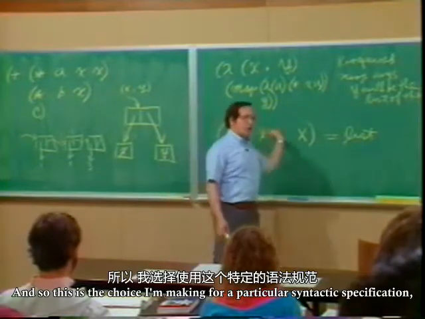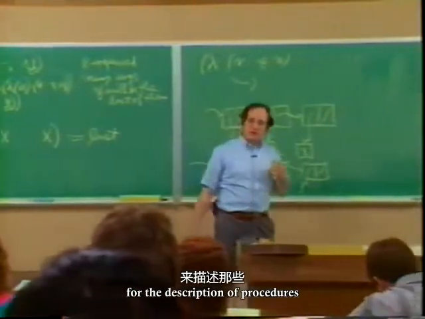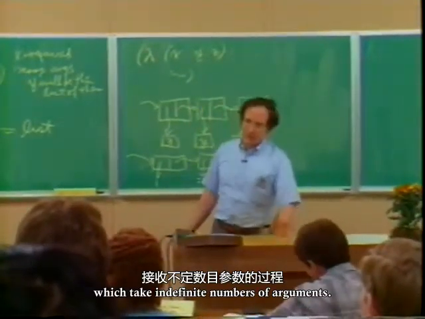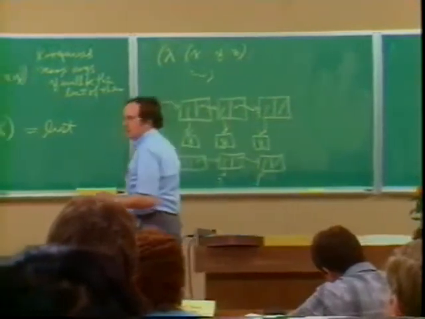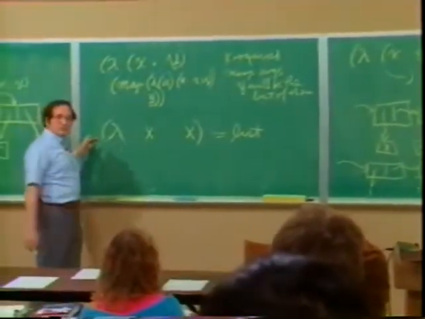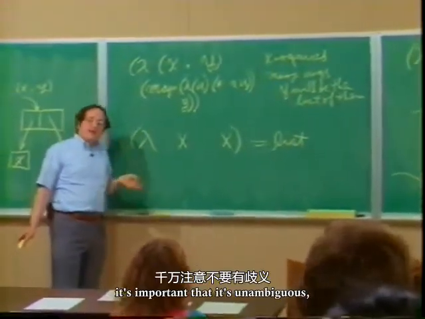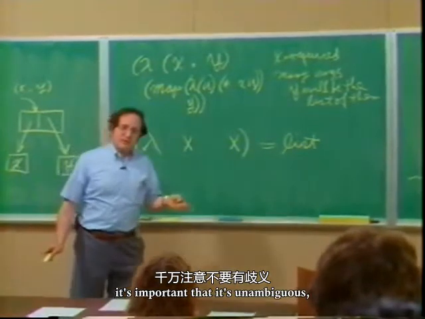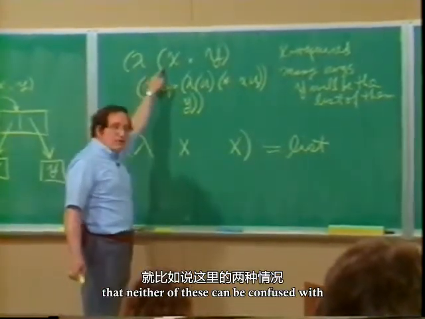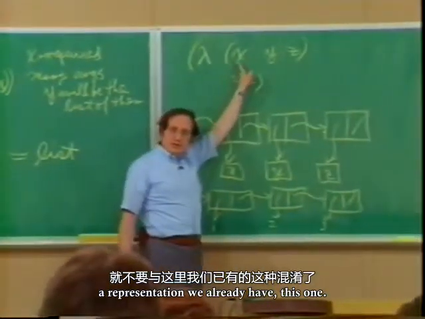And so this is the choice I'm making for a particular syntactic specification for the description of procedures which take indefinite numbers of arguments. There are 2 cases of it, this one and this one. When you make syntactic specifications, it's important that it's unambiguous, that neither of these can be confused with a representation we already have, this one.